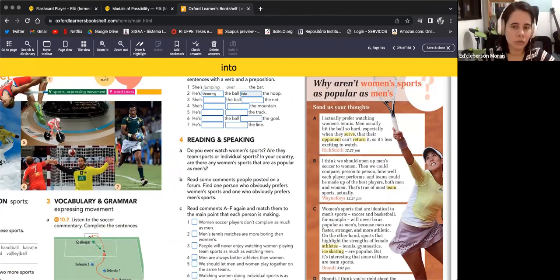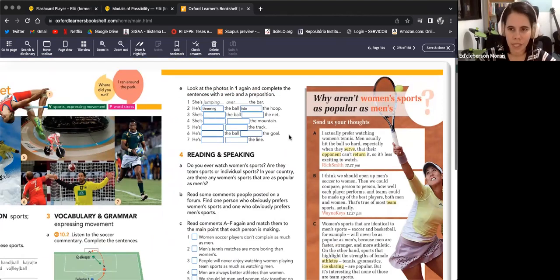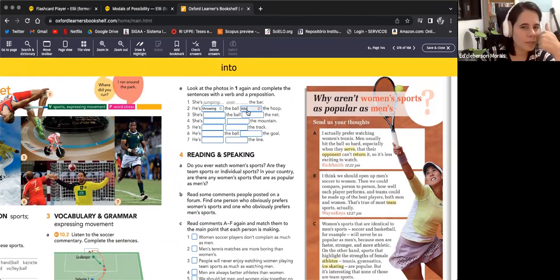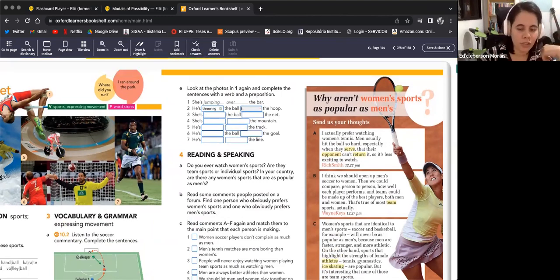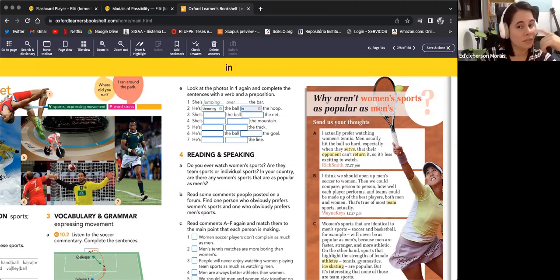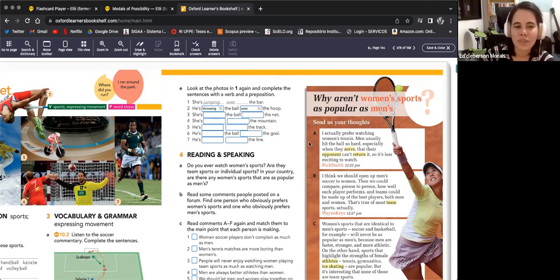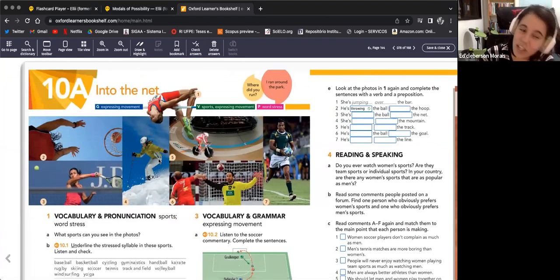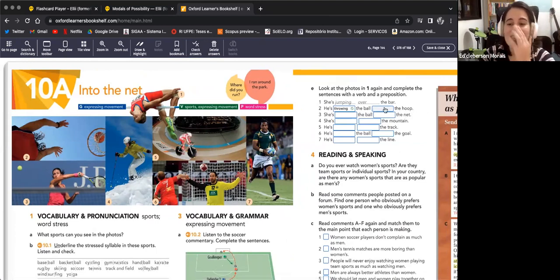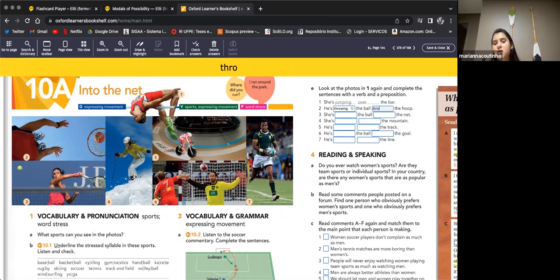Into? Okay. Into the hole. Let's see. Throw is correct, but it is not into. Let's try in. It's not in. What do you think? Over. Over the hoop? Under. It's not over. It can, not under. Maybe is pass. Through.